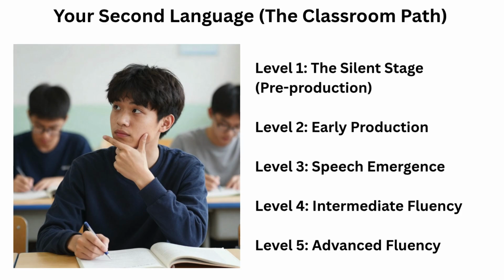Level 4, intermediate fluency. You can talk for a long time. You use longer sentences and make fewer mistakes. You can explain how you feel or tell a story. Level 5, advanced fluency. You're a pro. You can talk about science, history, or jokes in Spanish just as well as anyone else.